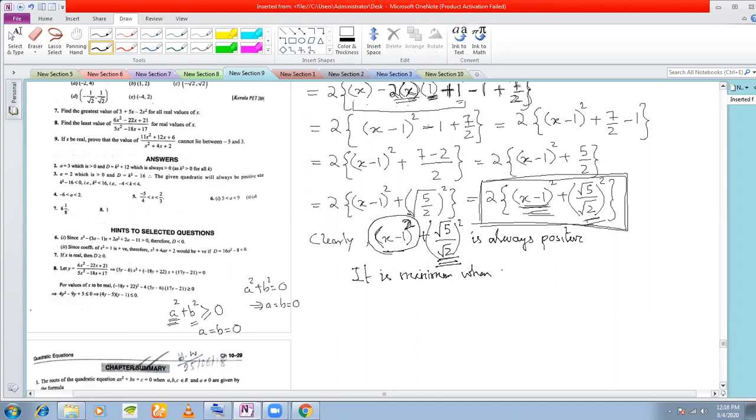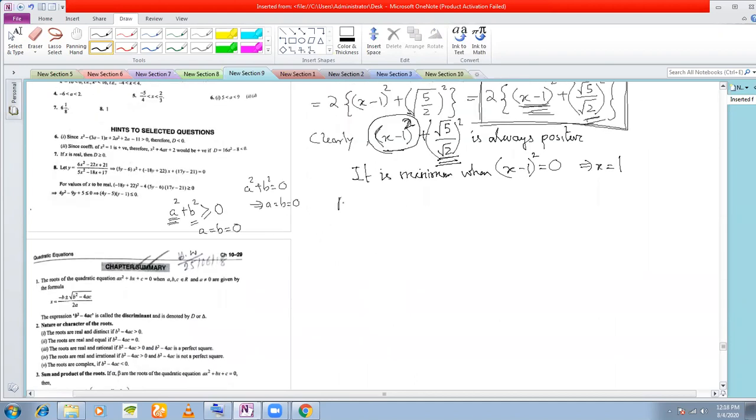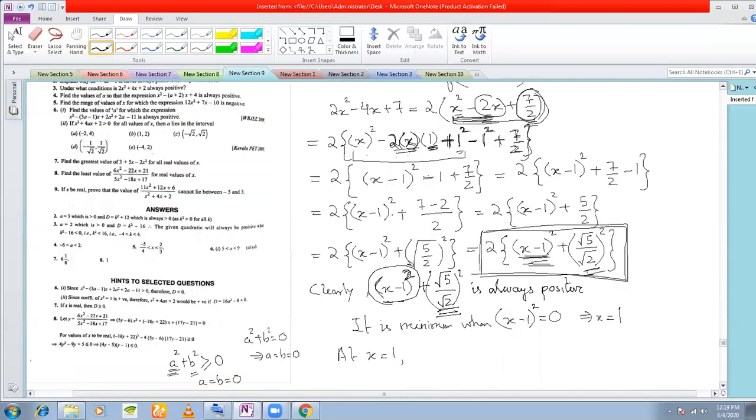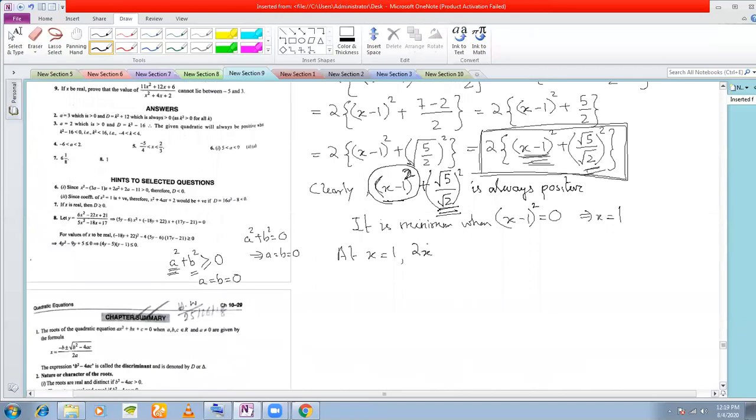So what is the minimum value of x minus 1 whole square? When x minus 1 whole square is equal to 0. That means x is equal to 1. Okay. So I am getting the minimum at x is equal to 1. At x is equal to 1, this expression 2x square minus 4x plus 7 is minimum. Okay. And what is the minimum value? If this part is 0, then this is the minimum value. Root 5 by 2.